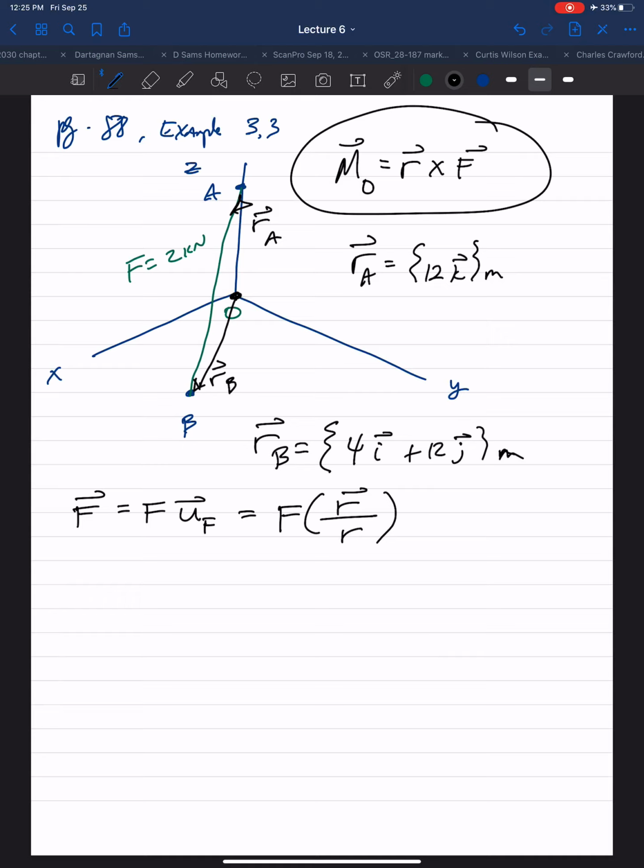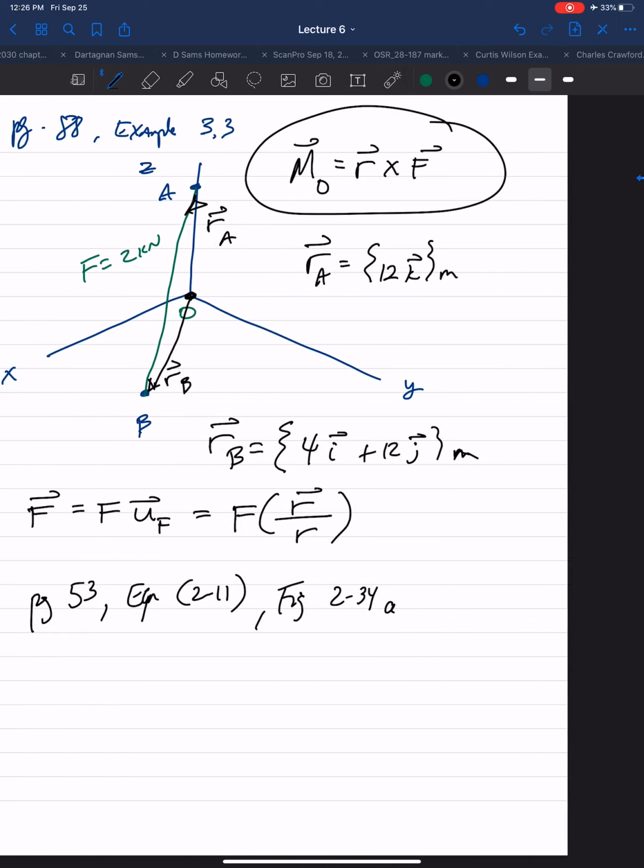Because the vector F has the same direction and sense as a position vector R directed from point A to point B. So in this case, continuing with chapter 2, I'm looking at page 53, equation 2-11, and the example figure 2-34A. Let's go to a clean page.